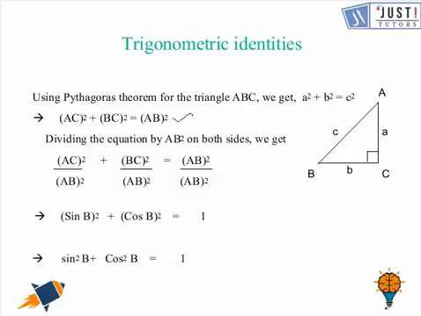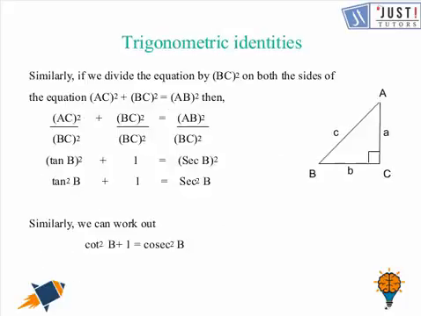Now we need to divide the whole equation by AB whole square. That has to be a whole square. So that would look like this. Now if you notice, the right hand side would change into 1, whereas the rest of the two ratios will change into sine b whole square plus cos b whole square, which can be properly written as sine square b plus cos square b is equal to 1. So this is the first identity that we have proved.